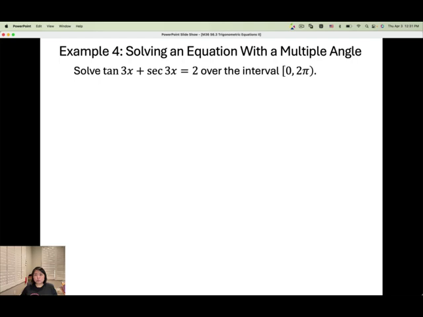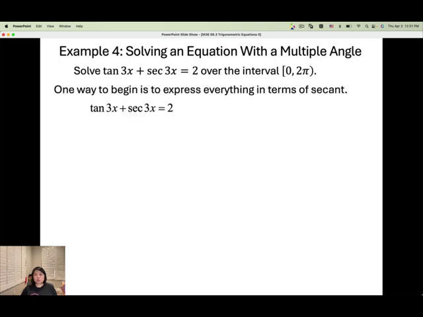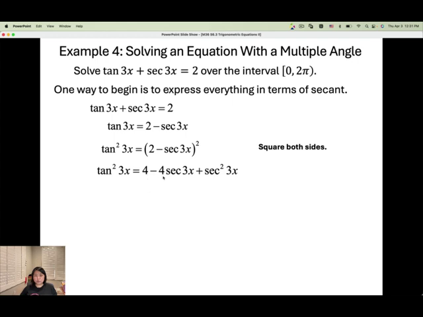Okay, example 4. Solving an equation with a multiple angle. We do have tangent 3x plus secant 3x equal to 2 over the interval from 0 to 2 pi. So we have a tangent and we have a secant here. What we're going to do is subtract secant 3x from both sides. Now I want to square both sides. After you square, you should get 4 minus 4 secant 3x plus secant squared 3x.